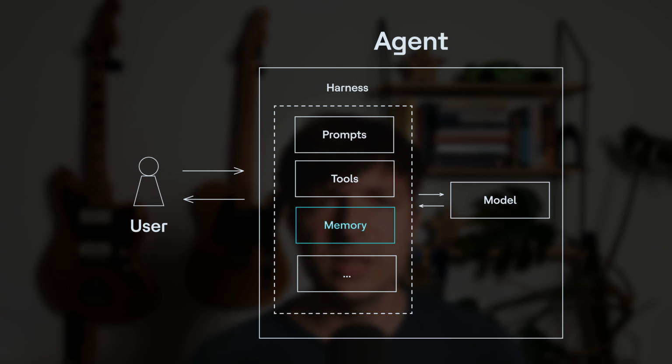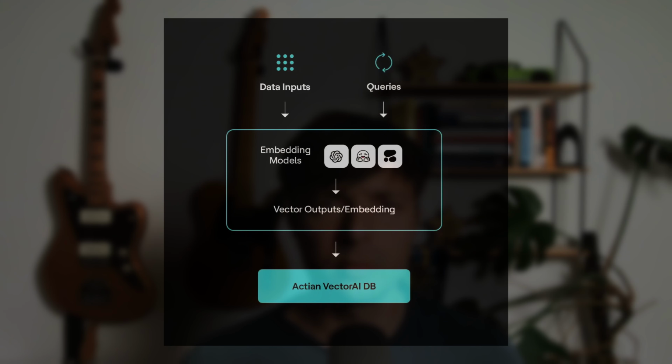So where does memory fit into this? We've already seen that the memory is part of the harness, not the model. It lives right in the context engineering and state management layers. A harness with no persistent memory starts every session from zero. Good memory management can improve not only output quality, but also performance and cost efficiency. Agent harnesses often use vector databases. One example of such database is ActianVectorAI DB.